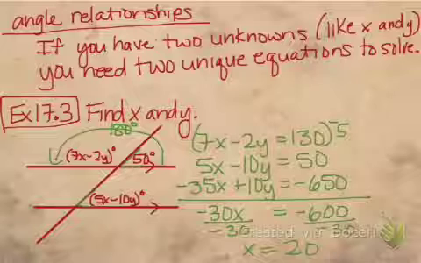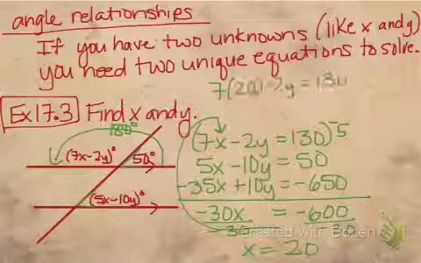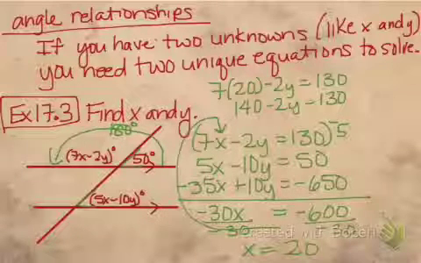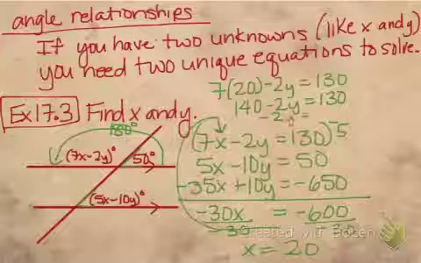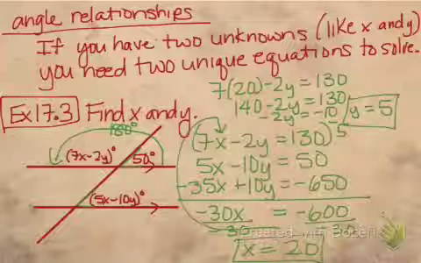If x equals 20, we're going to take that and plug it in. So 7 times 20 minus 2y equals 130. So 140 minus 2y equals 130. Negative 2y equals negative 10, so y equals 5. And that's the solution.